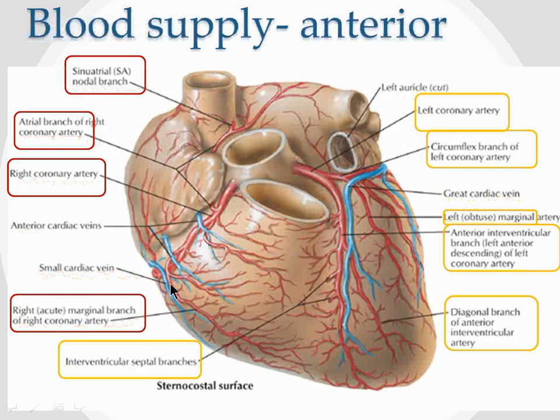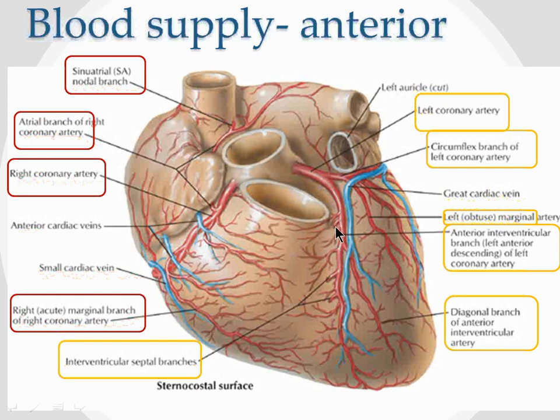And then as it's coming towards this inferior border, it gives off a long branch, which is known as the right marginal artery, or right marginal branch. So you can see this long branch along the inferior border, okay? And then it will turn around and we'll see it on the posterior aspect. So this is the right coronary artery.